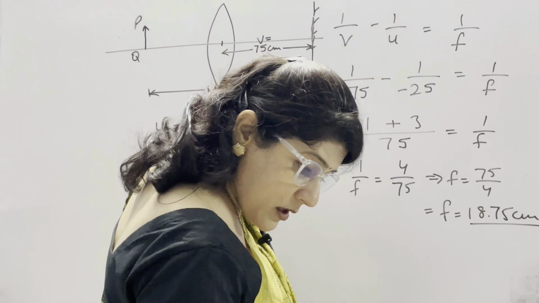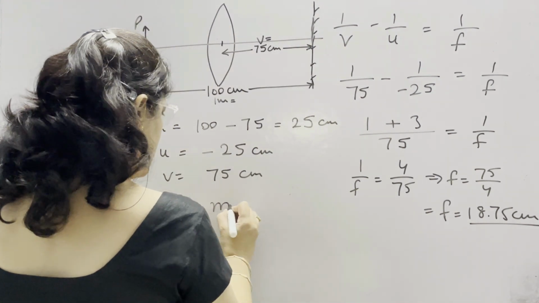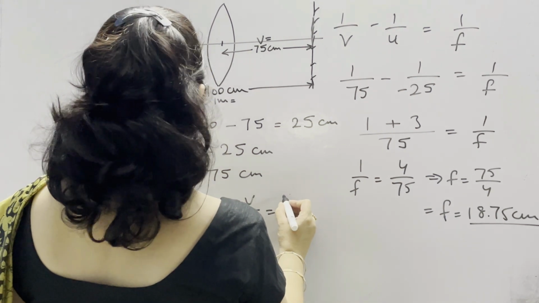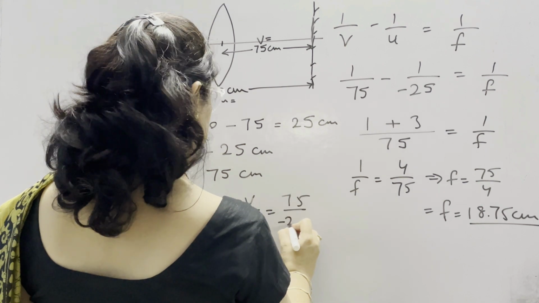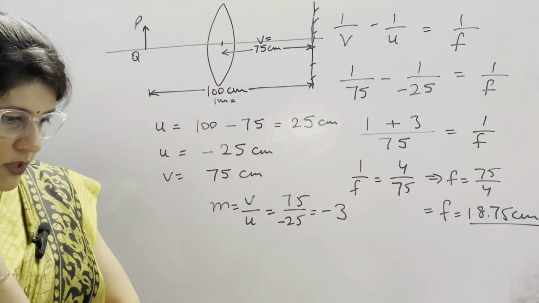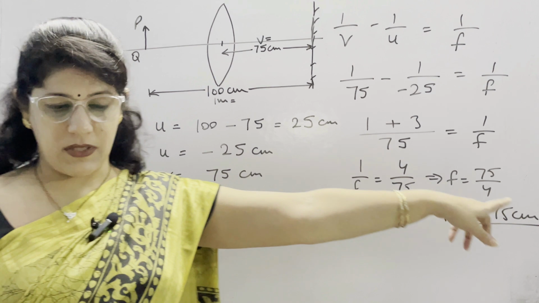Now in the second part, they asked us to calculate the magnification. So magnification M is equal to V upon U. V is 75 and U is minus 25. So answer comes out to be minus 3. So magnification is minus 3 and focal length comes out to be 18.75 centimeter.